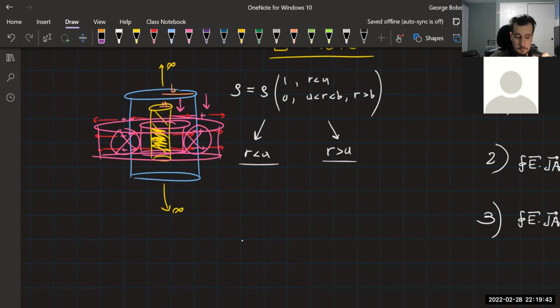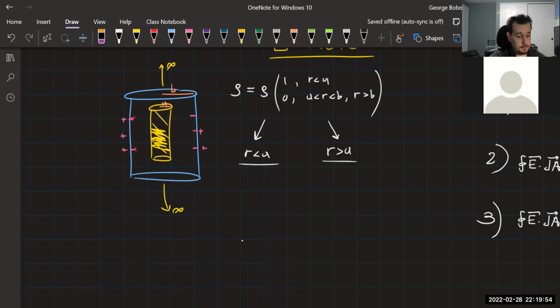Okay. And it also has to do with the way that the E fields work. We don't have to worry about any sort of vertical change because of how the charge is uniformly distributed. We don't have to worry about the vertical aspect.